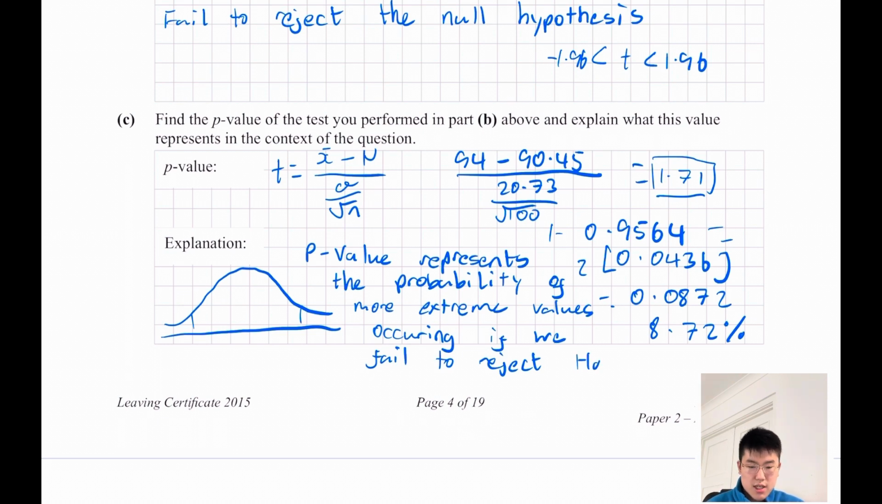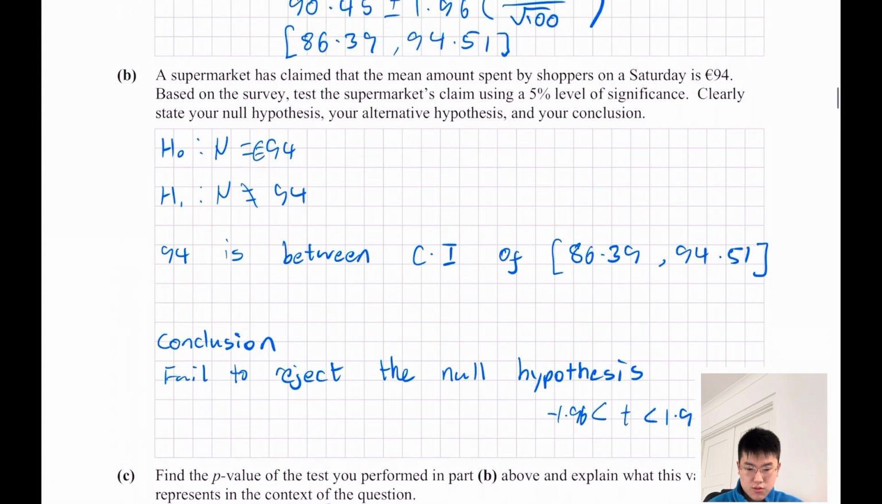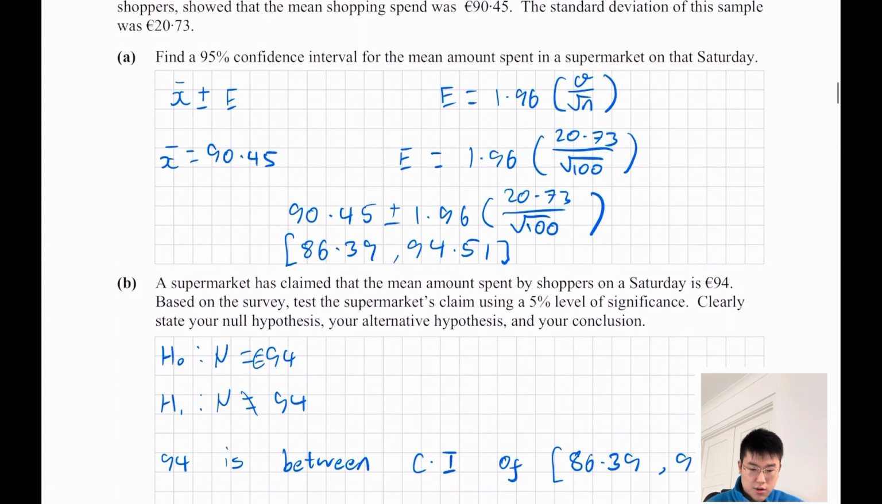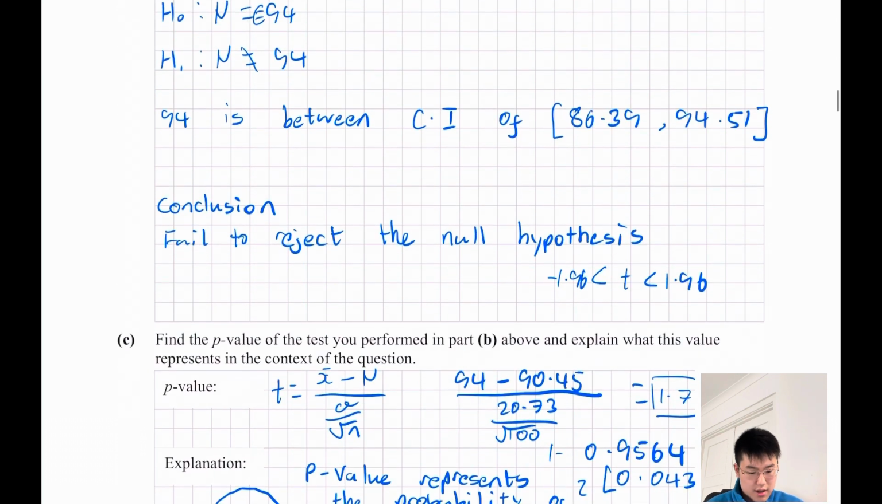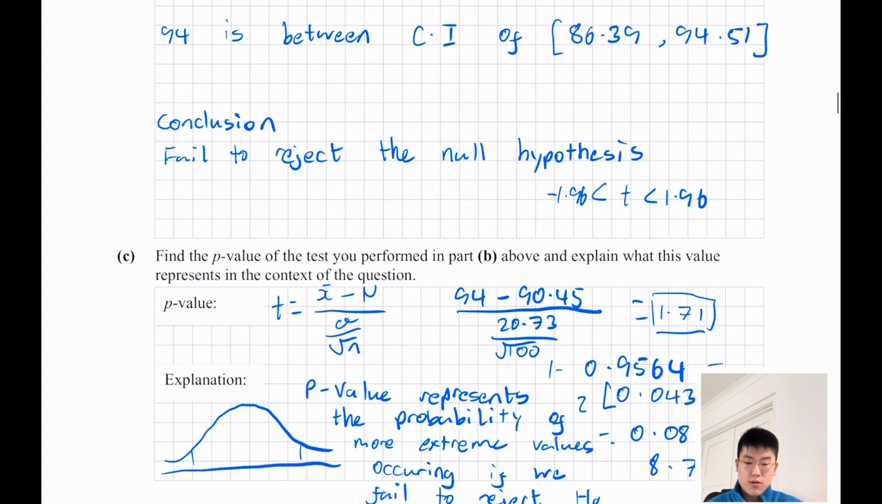So you can see this question, it's not too difficult. It really is just one long hypothesis test with a little confidence interval part at the start. It's quite a nice question, relatively straightforward, nothing too difficult. Now, with regards to our p-value, I would say when doing a statistics question, don't calculate the p-value if you're not asked to. Just leave it alone, and if you're asked to calculate it and explain it, then you would do it.